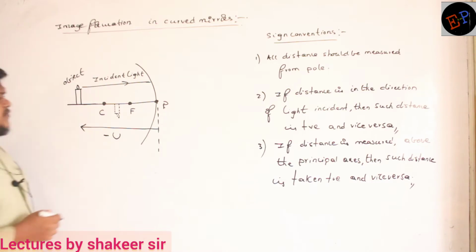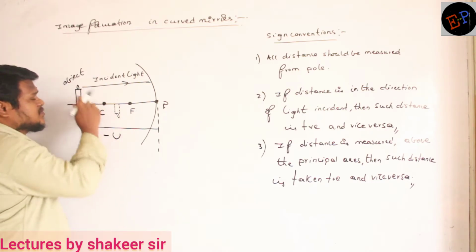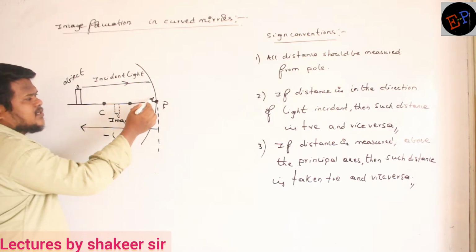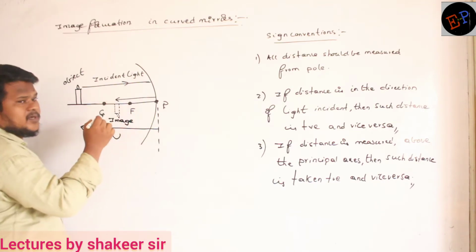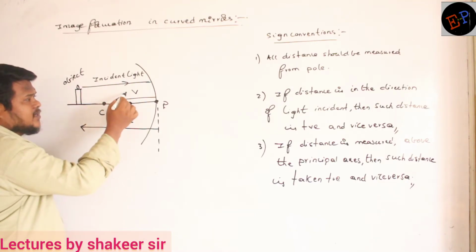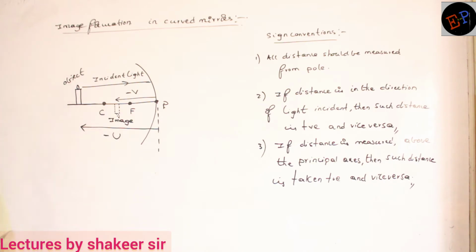Now this is the object and this one is the image. The image distance also I have to measure from the pole itself. Image distance is measured by v. Plus v or minus v? Minus v I have to take, because light is falling in one direction, but I am traveling in the opposite direction.